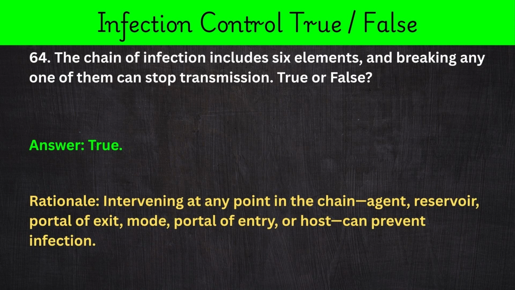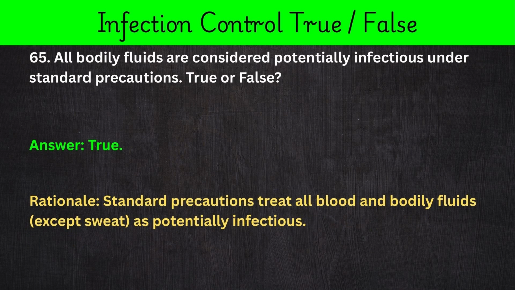64. The chain of infection includes 6 elements, and breaking any one of them can stop transmission. True or false? Answer: true. Rationale: intervening at any point in the chain, agent, reservoir, portal of exit, mode, portal of entry, or host, can prevent infection.